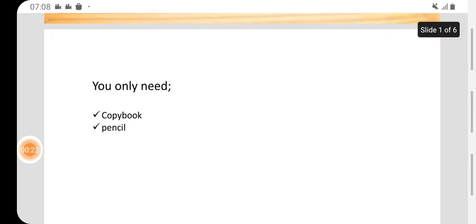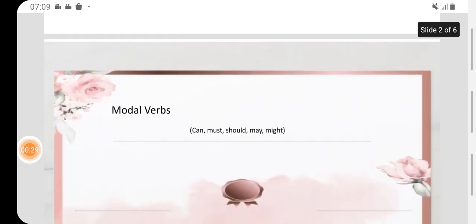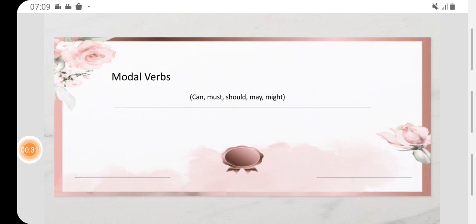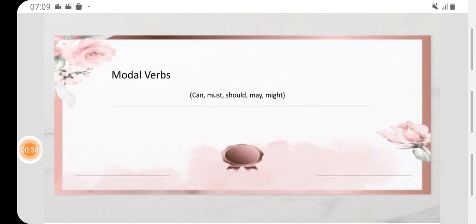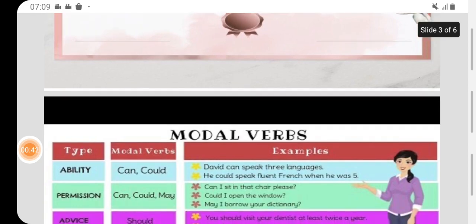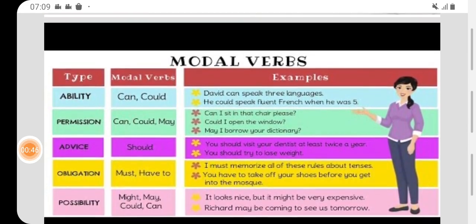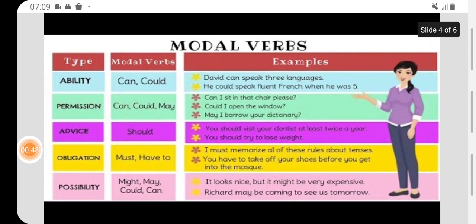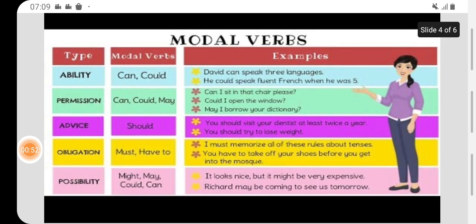For this lesson, you only need to have your copybook and a pencil. Modal verbs. Today we're going to learn modal verbs can, must, should, may, and might, and their functionality in a sentence. We'll be looking at the modal verb and its function in a sentence. Look at the type of modal verb and the example.